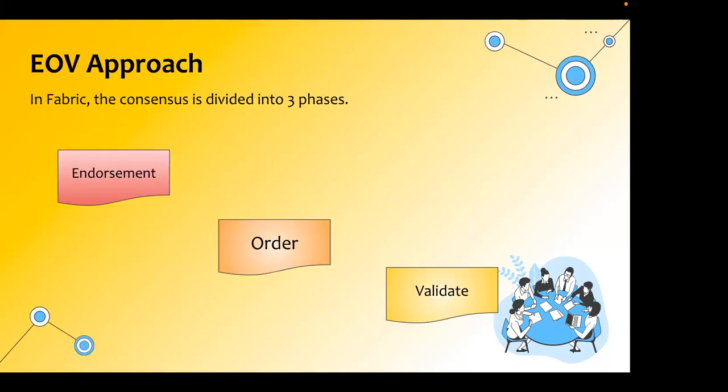So let's say you need something like this: from org1 and org2, any one organization is fine, but org3 is mandatory. Okay, so you will define org1 OR org2 AND org3. This is one way, right? So this is how we define the endorsement policy. That comes under the endorsement process only.